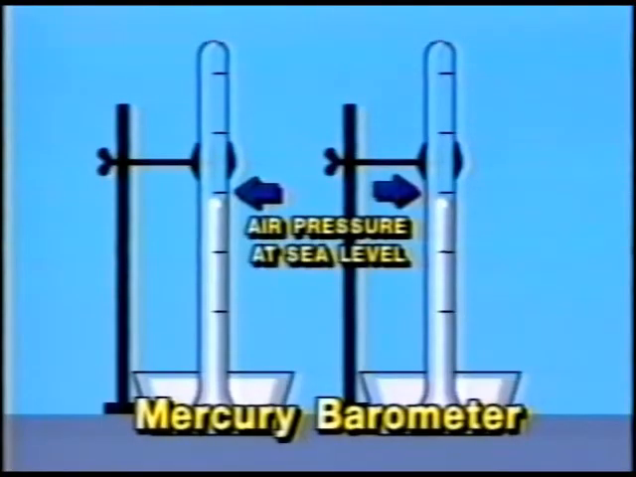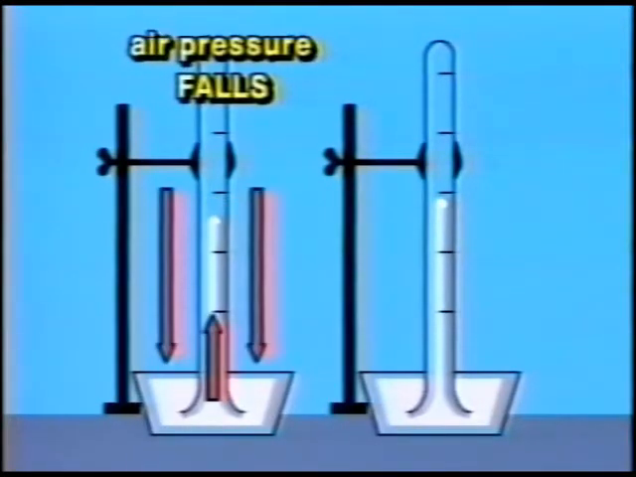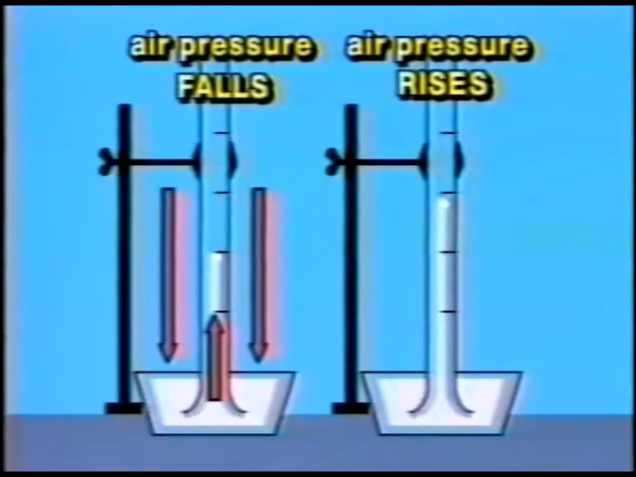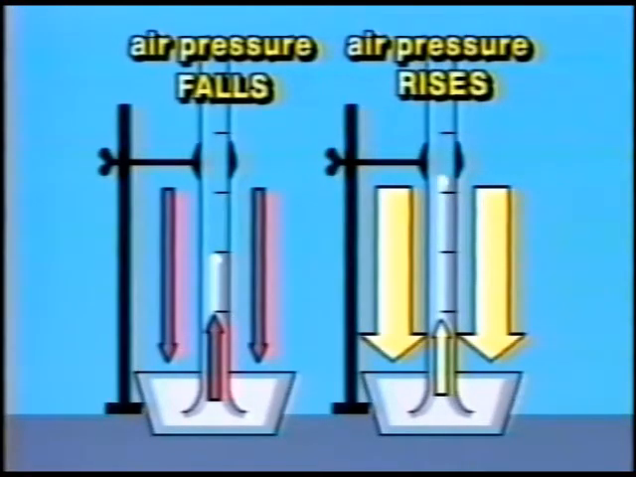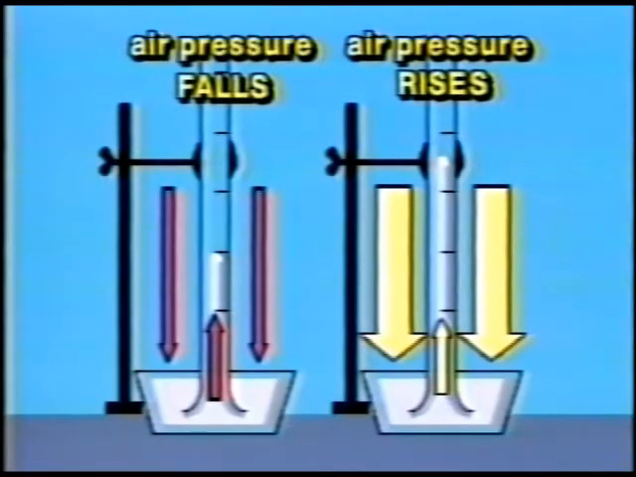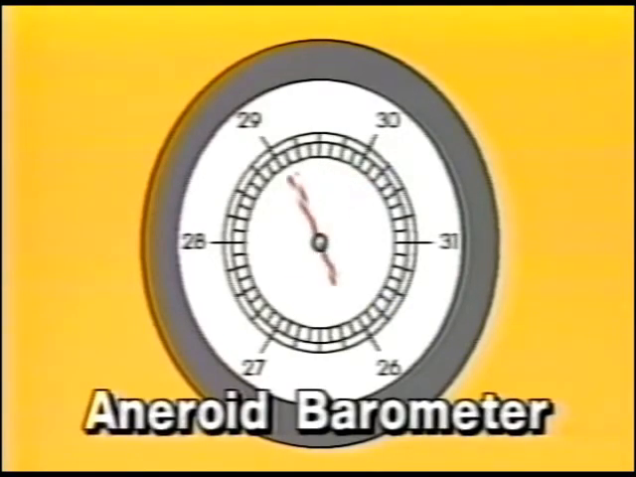To measure air pressure, we use a barometer. One type is the mercury barometer. Here, air pressure on liquid mercury in a dish supports a column of mercury in a tube. If air pressure falls, the mercury column drops. And if air pressure increases, the column of mercury goes up. More commonly used today is the aneroid barometer, an airtight box where changes in air pressure cause a needle to move across a dial showing different pressure levels.